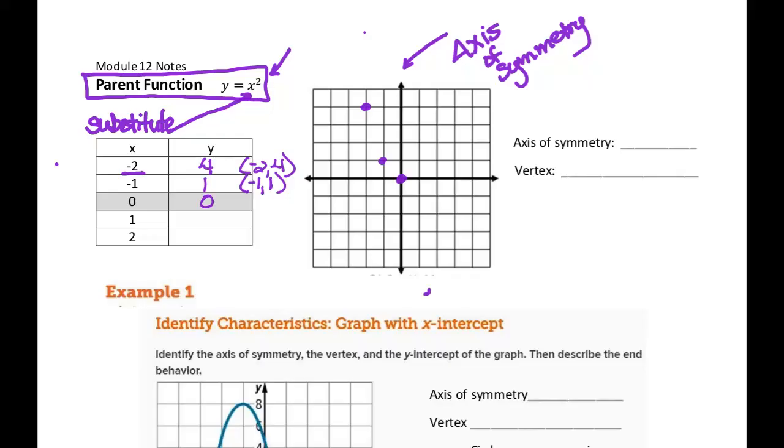Now we're at 1. We're at positive values. 1 squared is 1, and so we have 1, 1. And then we have 2 squared, which is back to 4.